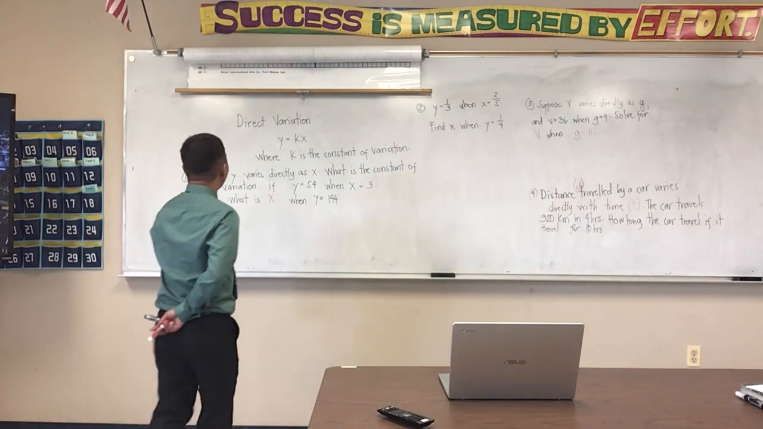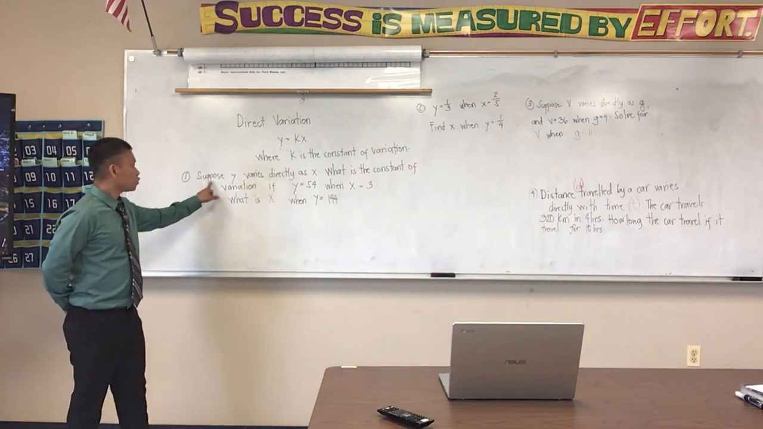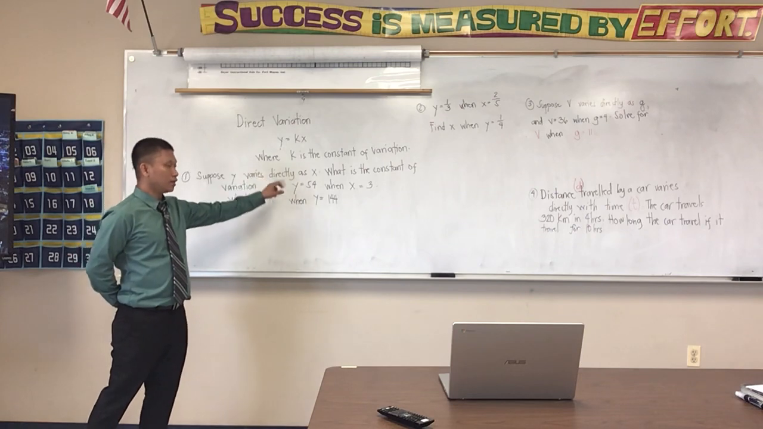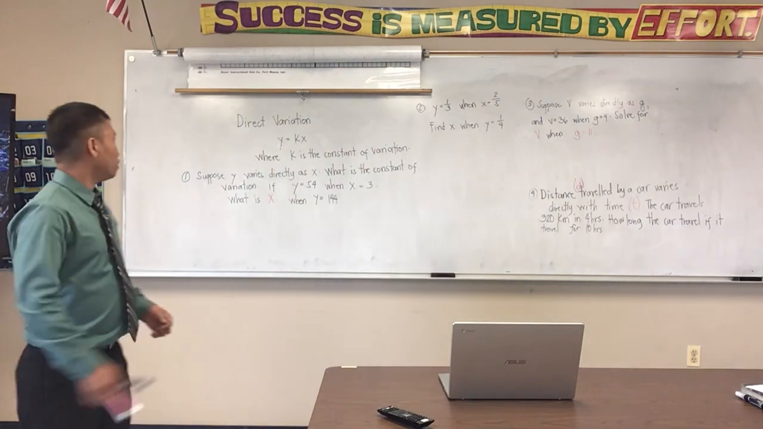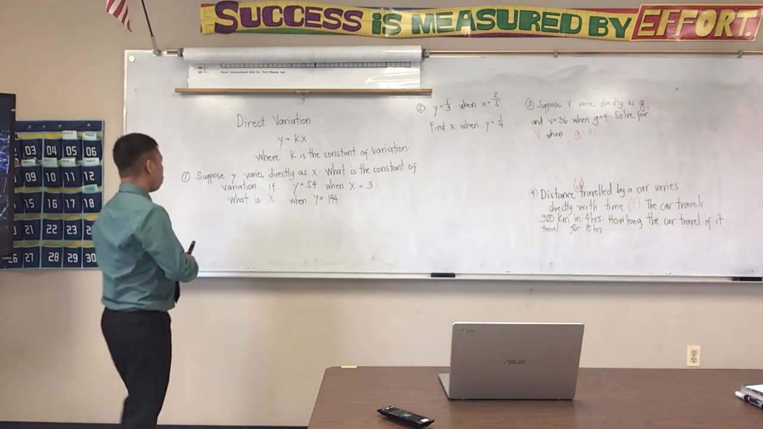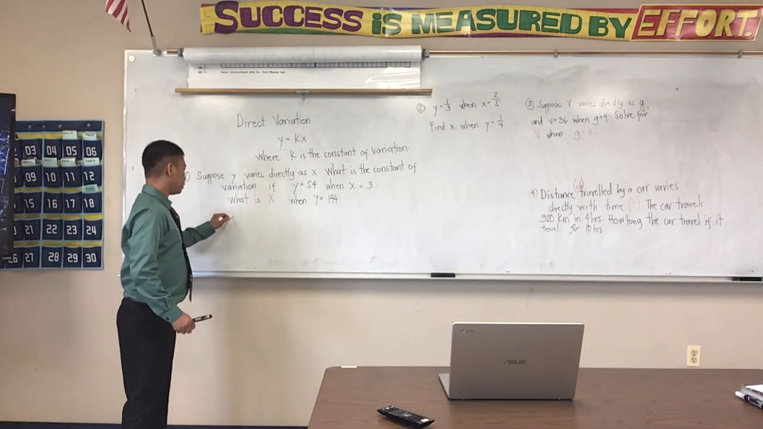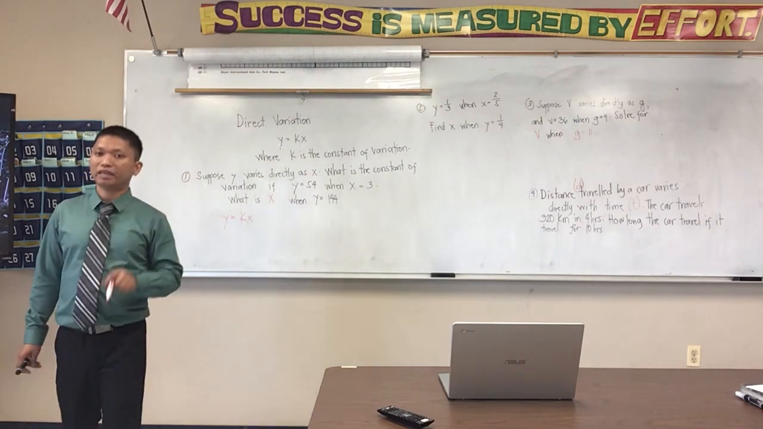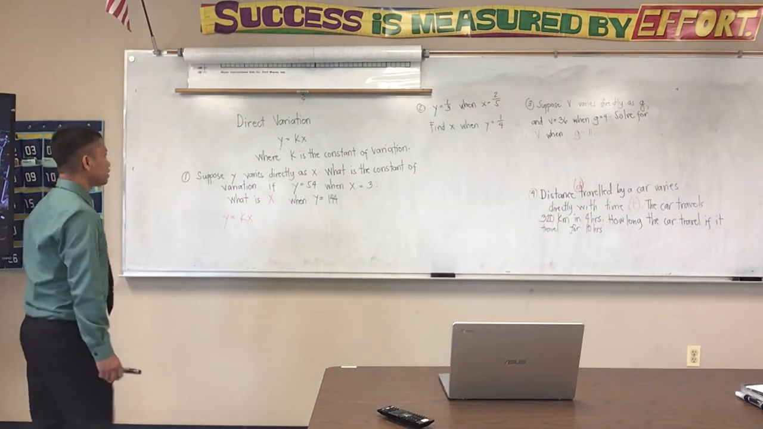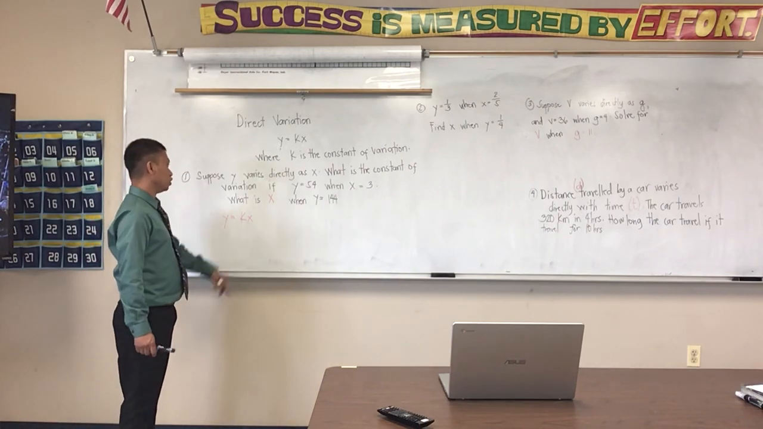Okay, so we have here an example. Suppose y varies directly as x. We can write the equation of this variation as y equals kx, k multiplied by x, where k is our constant of variation.